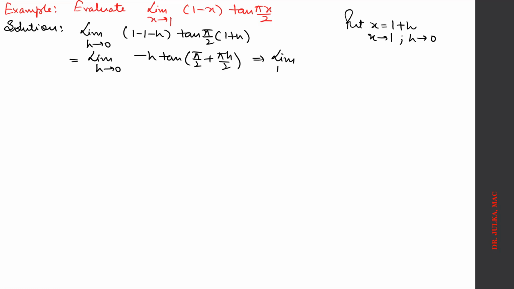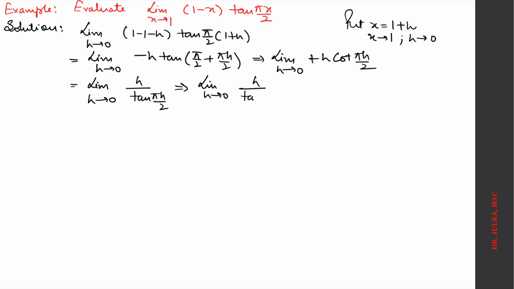Tan(90 plus theta) is minus cot theta. So we have limit h tends to 0, h into cot(pi h by 2). The reverse of cot is tan. And now divide and multiply it by pi by 2. So we have in numerator pi h by 2 whole divided by tan(pi h by 2), and the whole multiplied by 2 by pi. And after simplification, the answer is 2 by pi.